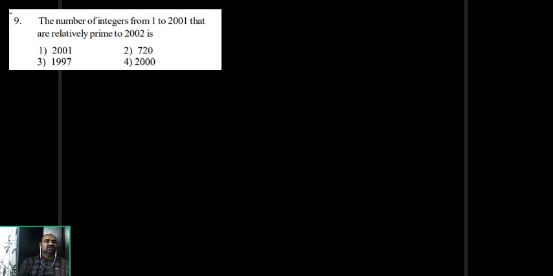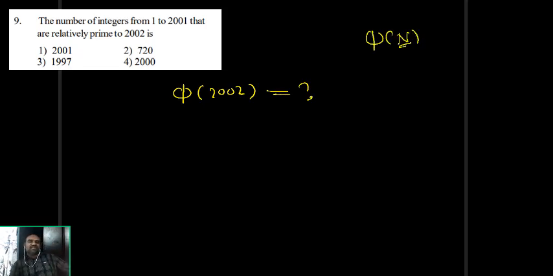Okay. Next question. The number of integers from 1 to 2001 that are relatively prime to 2002. Relatively prime means co-primes. Indirectly, what is being asked is phi of 2002. Interesting question. I already explained what is phi of n, Euler's totient function: the number of natural numbers lesser than n and co-prime to n. So how to find it? We have the formula. First of all, you need to factorize it. You need to make prime factors.